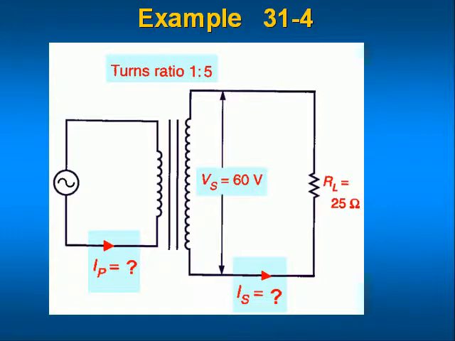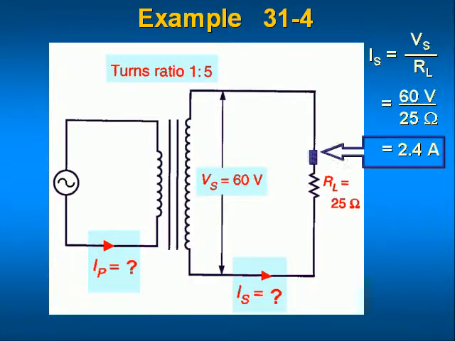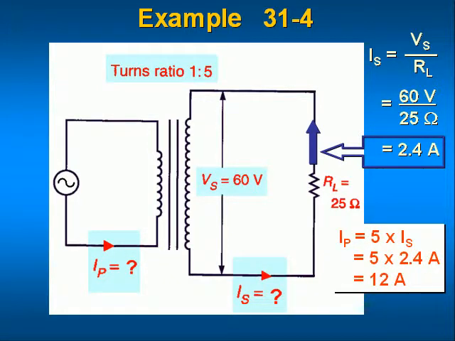The question is, what are the secondary and the primary currents? The secondary current can be found from Ohm's law, where I equals V divided by R, or I equals 60 volts divided by 25 ohms equals 2.4 amps. The primary current can be found from the secondary current multiplied by the turns ratio.